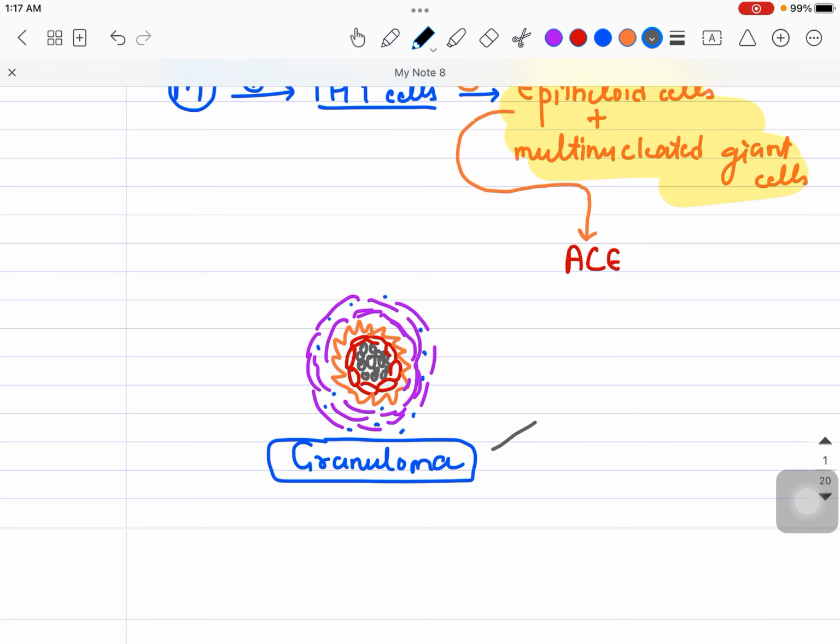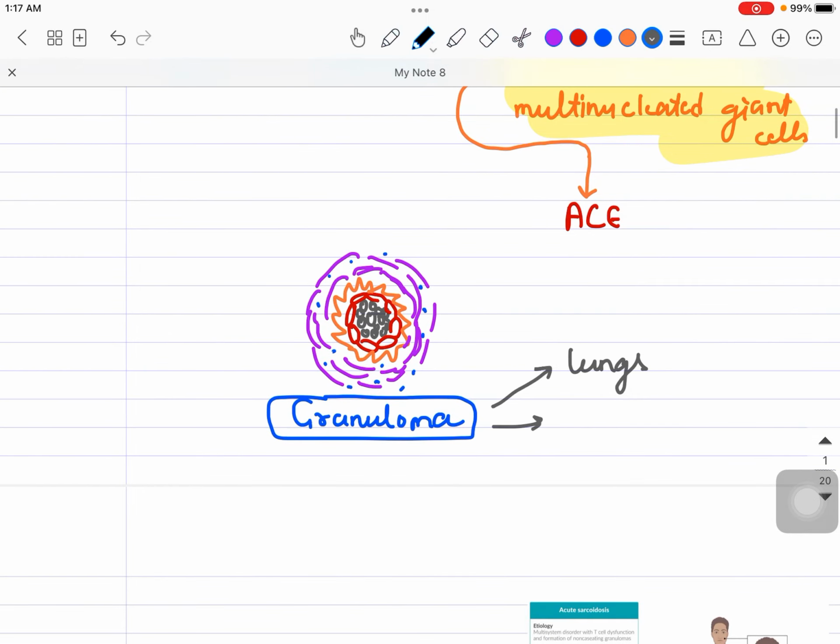Let's say it is depositing in the lungs, so it will be causing problems there. It can deposit in the skin, or in the heart, or in the joints, or in any other area. So it will be causing multiple problems in different organs. That's why I told you it is a multisystem disorder. We'll talk about the details later, like what the problems are in the joints, in the lungs, or in the skin. So this is the basic idea.